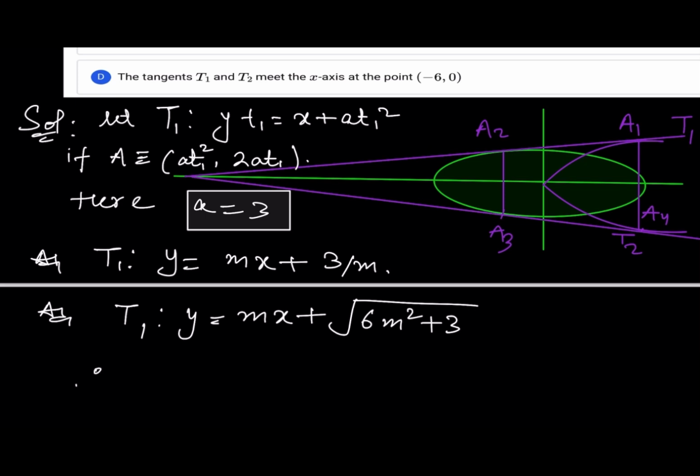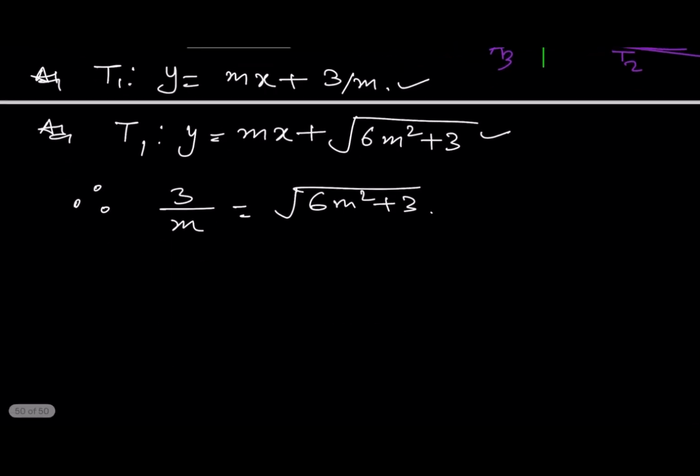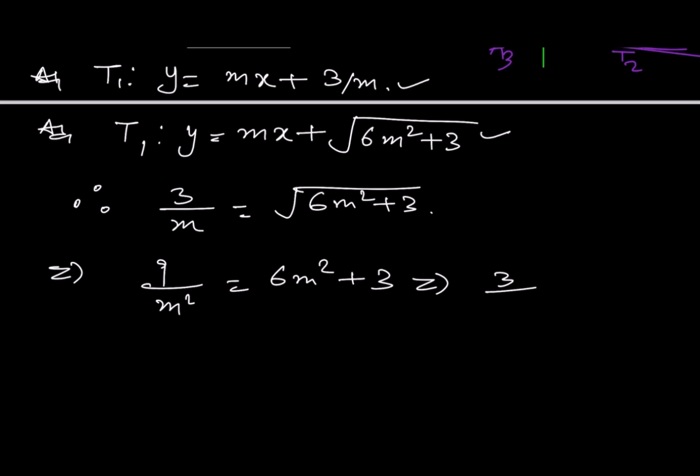So as these two equations are identical, here 3 by m is equal to root over 6m square plus 3, right? If I square both sides, then this is 9 by m square is equal to 6m square plus 3, right? Or 3 by m square is equal to 2m square plus 1.